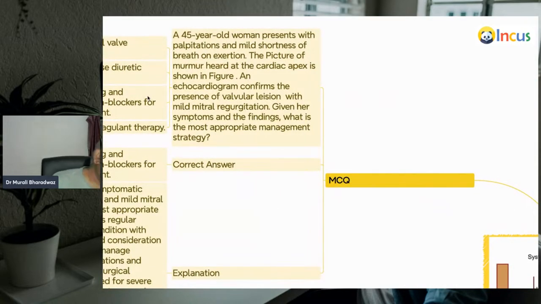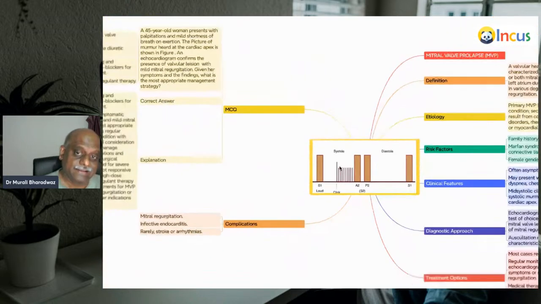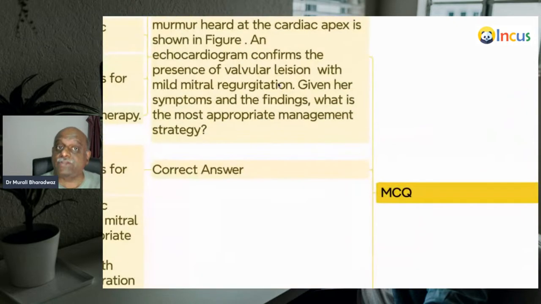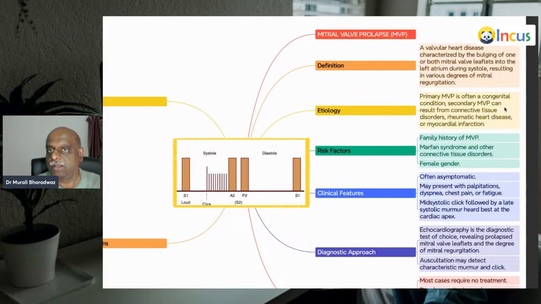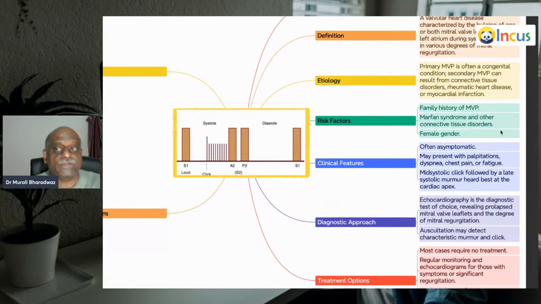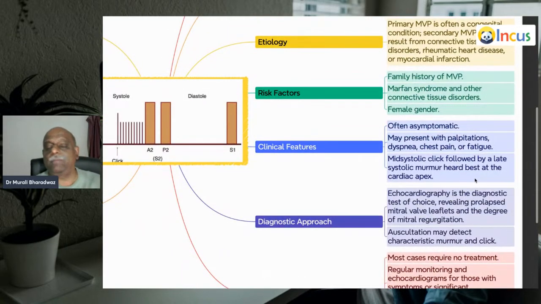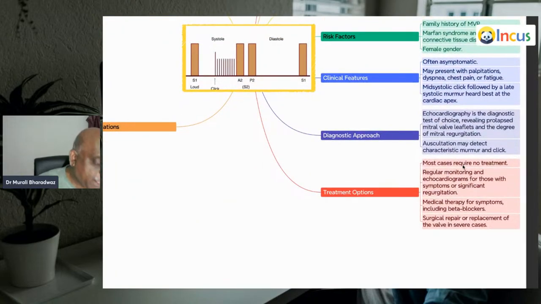45-year-old, palpitations, mild shortness of breath on exertion. There is a cardiac murmur at the apex where you are able to listen a systolic click. Systolic click. So, symptomatic mitral valve prolapse. Also, there is mild mitral regurgitation. So, whenever it is there, you need to regularly monitor, consider beta blockers for the symptomatic management, is what you need to remember. So, family history of MVP, Marfan syndrome, female gender, mid-systolic click followed by late systolic murmur. So, they are all the features of the mitral valve prolapse is what you need to remember.